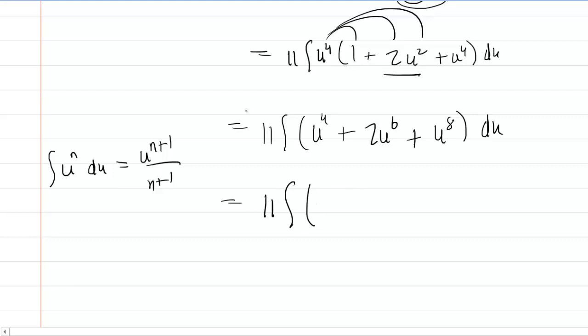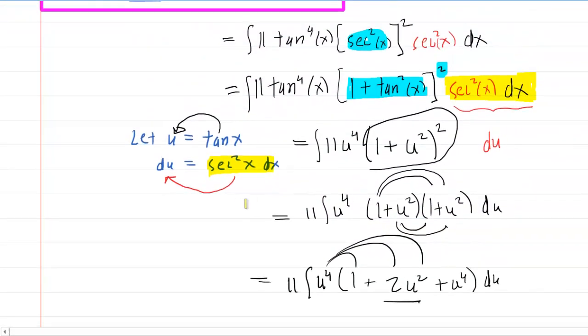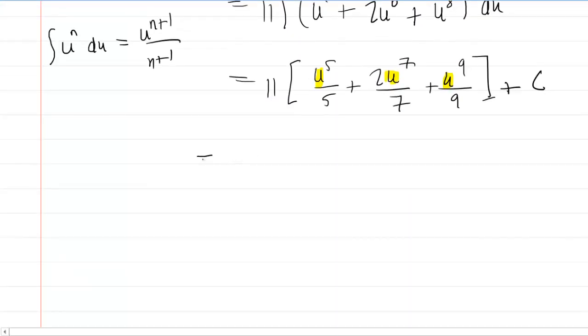So you'll have, oops, we're integrating, so we don't need that little integration symbol. So now we have 11 times, this becomes u to the 5th over 5. Then we have 2u to the 7th over 7, and then u to the 9th over 9. Add your constant of integration. We're almost done. We just have to replace these u's with the original substitution that we made. Let's recall that originally u was tangent of x. So every u will be replaced with a tangent of x.